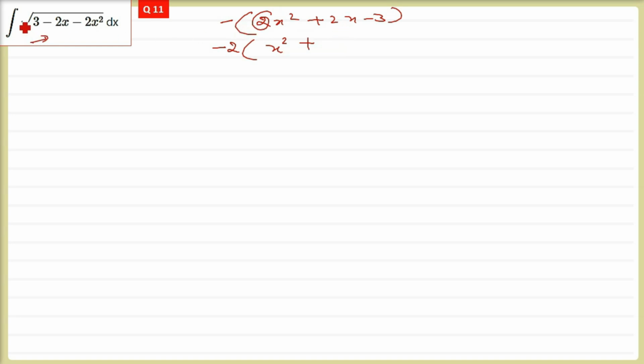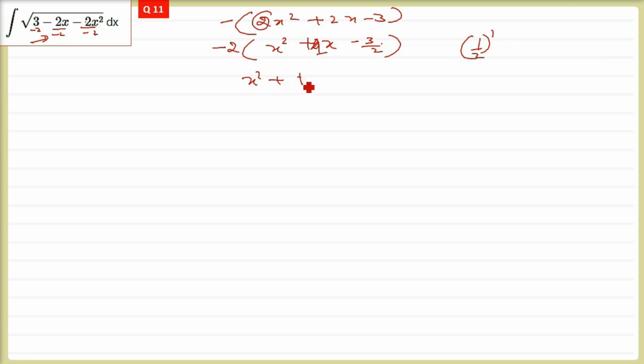So when you take negative 2 outside, that simply means you are dividing every element remaining inside by negative 2. So dividing by negative 2 will give you the result like this. It will be x square plus x minus 3 by 2. Now here this is a quadratic expression. So what is the coefficient of x? It is 1. Divided by 2, it will be 1 by 2. Square it, add it, subtract it.